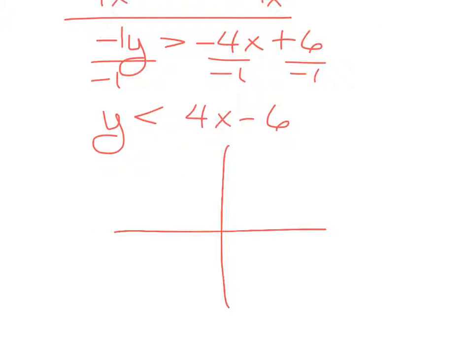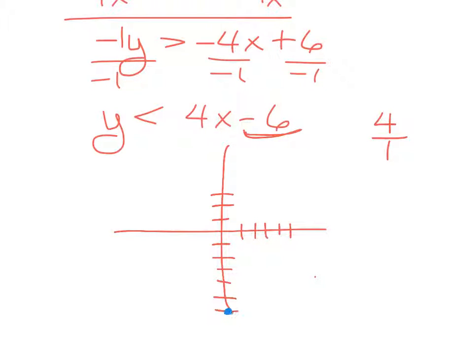So again, graph your boundary line. So I'm going to start at negative 6. And then from that negative 6, my slope is 4. So I'm going to go up 4 and to the right 1.